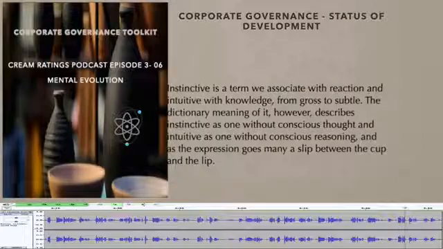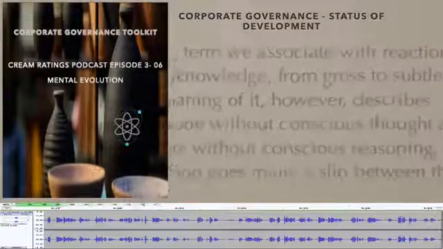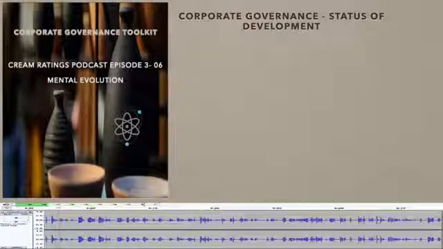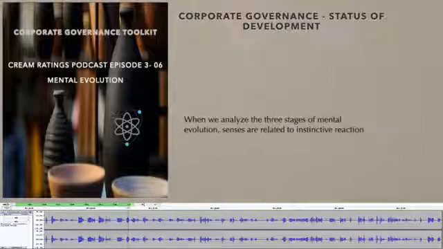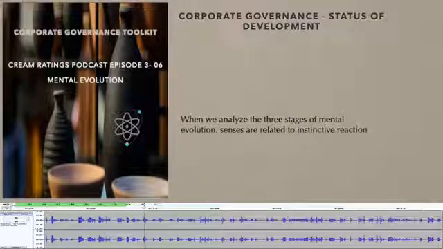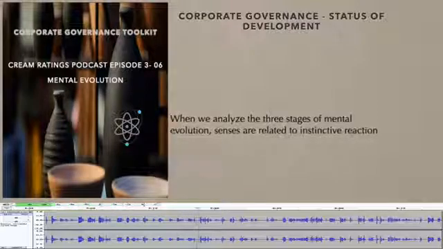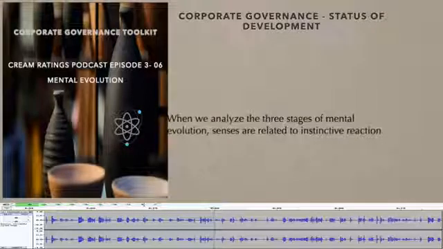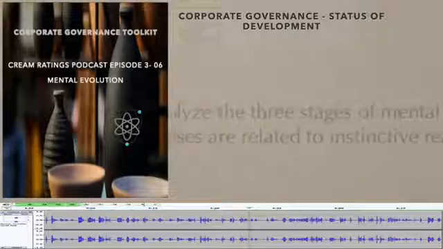So when we go into the instinctive and intuitive with knowledge, there's a lot of area. Instinctive, we said, was what Hermes Investment reacted with. But when we analyze the three stages of mental evolution, senses are related to instinctive reaction. It's an immediate reaction we get. Not only of Volkswagen, but also of the US presidential election in November 2020, the instinctive reaction to what is happening is that something is wrong. That is the instinctive. Same case with COVID-19. We can't put a finger on it.